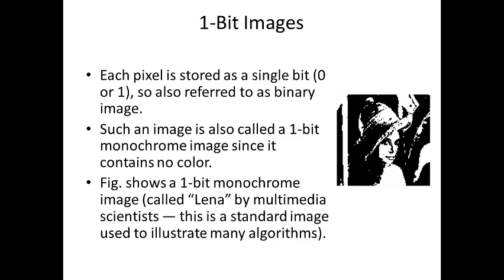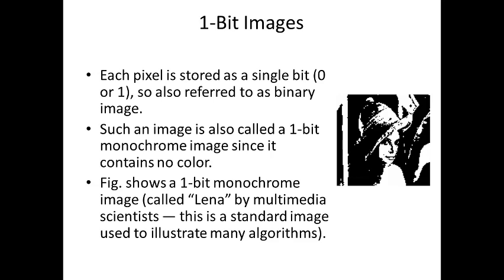Now the first one is 1-bit images, in which everything is black and white. Each pixel is stored as a single bit, 0 or 1, so it is also referred to as a binary image. The image that you see is black and white; either it is black or it is white. Such an image is also called a 1-bit monochrome image, since it contains no color. People who are into web designing, and recently people who have developed a mini project on color management in web designing, know a lot about this with reference to image bits.